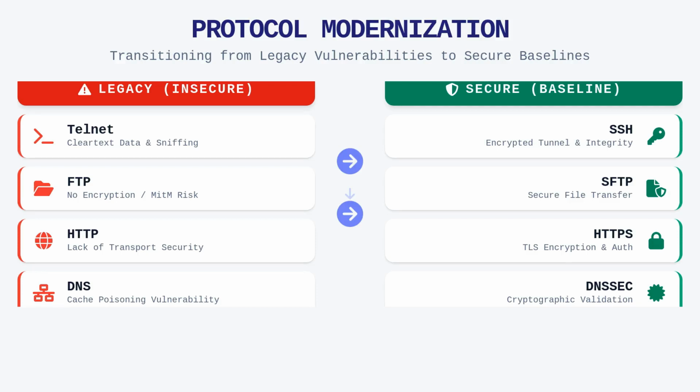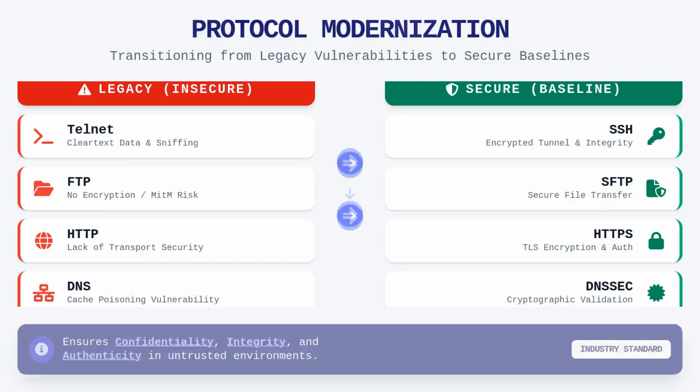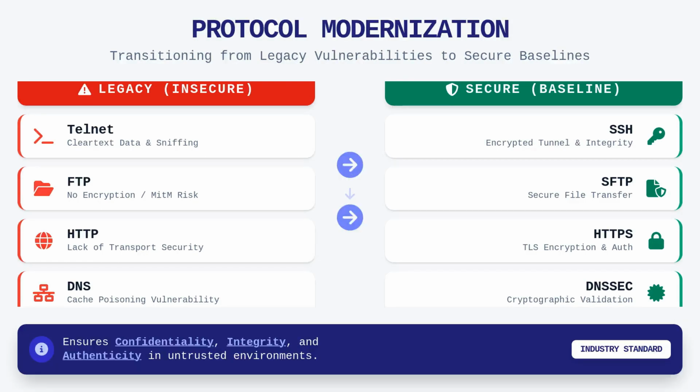You will frequently encounter HTTP in legacy systems, but it lacks the transport layer security provided by HTTPS, which utilizes TLS to authenticate the server and encrypt the communication stream. DNSSEC represents another critical evolution, as it adds a layer of cryptographic validation to the domain name system to prevent cache poisoning, which attackers otherwise use to redirect users to malicious infrastructure. These secure alternatives are not optional. They're the baseline mechanism required to maintain the confidentiality and authenticity of network traffic in an inherently untrusted environment.